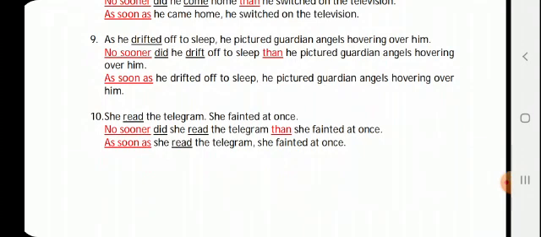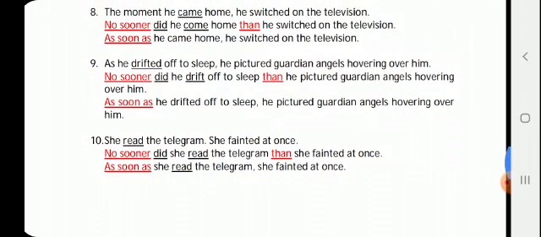As he drifted off to sleep, he pictured guardian angels hovering over him. Now, drifted is in the past tense, so again we'll have did as an auxiliary verb. Drifted will become drift. So, no sooner did he drift off to sleep, than he pictured guardian angels hovering over him. When you want to change it into as soon as, remove the auxiliary verb did, drift will become drifted. As soon as he drifted off to sleep, comma, he pictured guardian angels hovering over him.